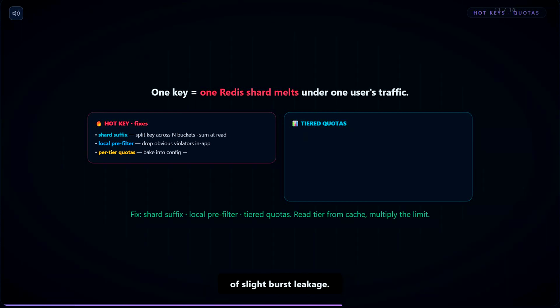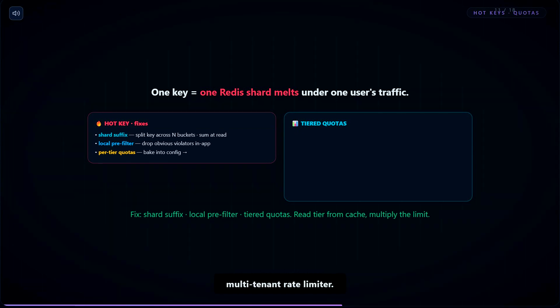Bonus is bake tenant quotas into config. Free tier, 10 requests per second. Pro, 100. Enterprise, 10,000. Read the tier from a cache, multiply the limit, and you have a real multi-tenant rate limiter.